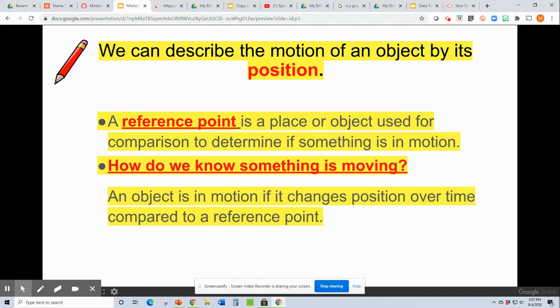So how do we know something is moving? An object is in motion if it changes position over time compared to a reference point. And so that does mean that an object can be in motion compared to a certain reference point, but compared to a different reference point, it might not be moving.